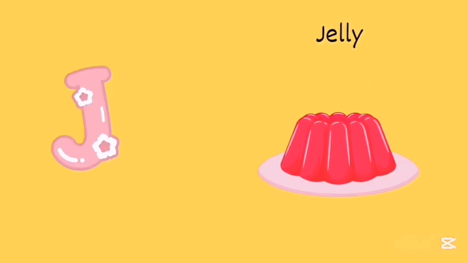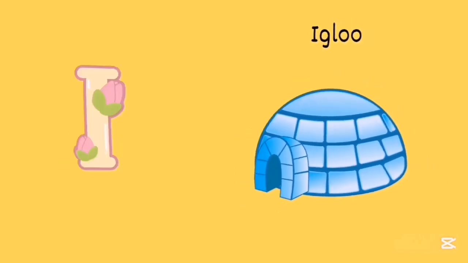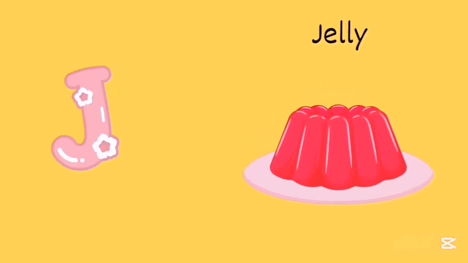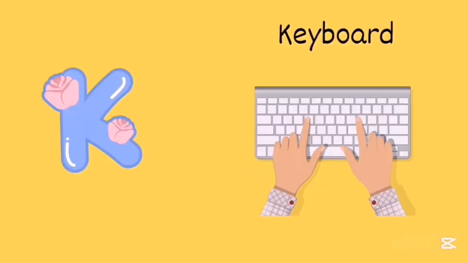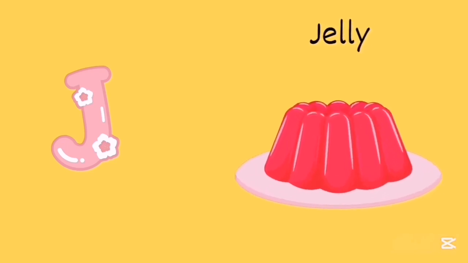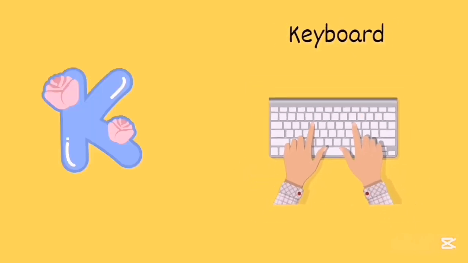Igloo. I, igloo. J is for jelly. Jelly. J, jelly. K is for keyboard.